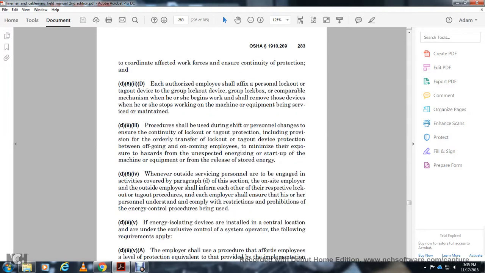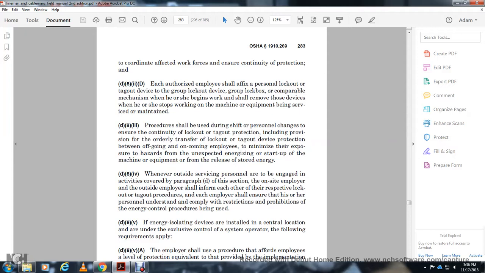to coordinate the affected workforces and ensure continuity of protection. Each authorized employee shall affix a personal lockout or tagout device to the group lockout device or group lockbox or comparable mechanism when he or she begins work, and shall remove those devices when he or she stops working on the machine or equipment being serviced or maintained. The procedure shall be used during shift or personnel changes to ensure continuity of lockout or tagout protection.